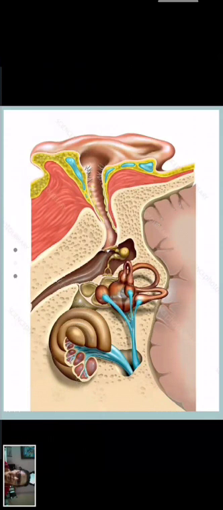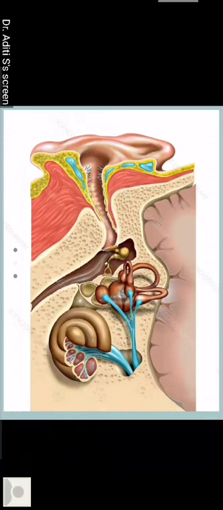Tensor tympani muscles are attached in which part of the middle ear? Manubrium. The manubrium of the malleus. It is attached to the tympanic membrane.